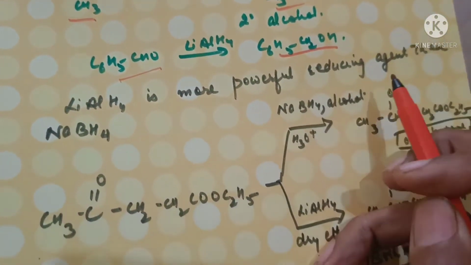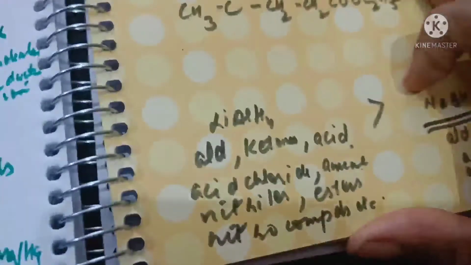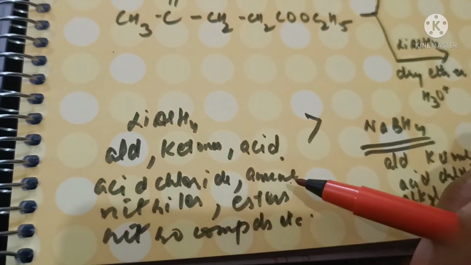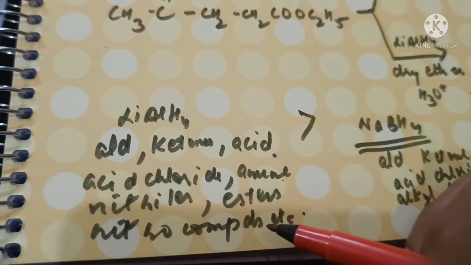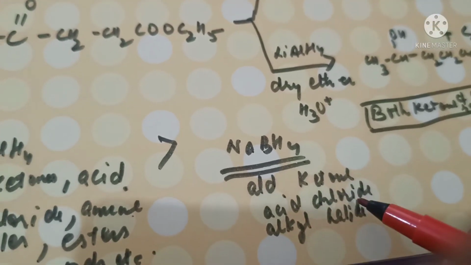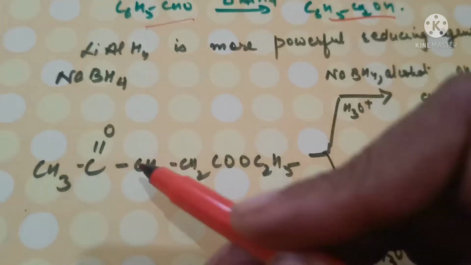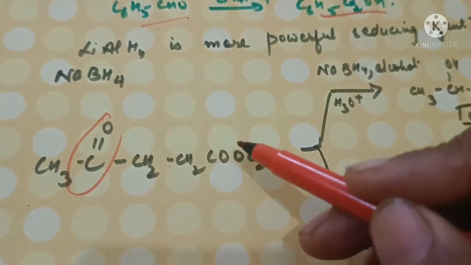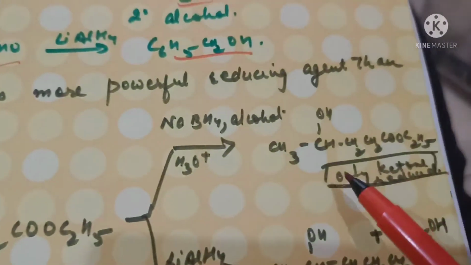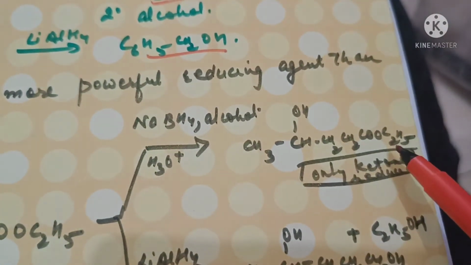Lithium aluminum hydride is a more powerful reducing agent than sodium borohydride. Lithium aluminum hydride can reduce aldehydes, ketones, acid chlorides, amides, nitriles, esters, nitro compounds, etc. Whereas sodium borohydride can reduce aldehydes, ketones, acid chlorides and alkyl halides. So if we have a compound which has a carbonyl group as well as an ester group, sodium borohydride will only reduce the carbonyl group. So this gets converted to hydroxy group, whereas ester remains intact.